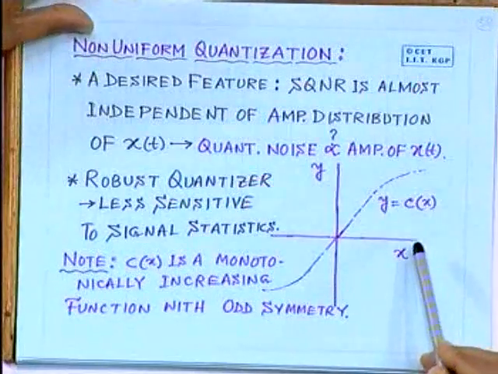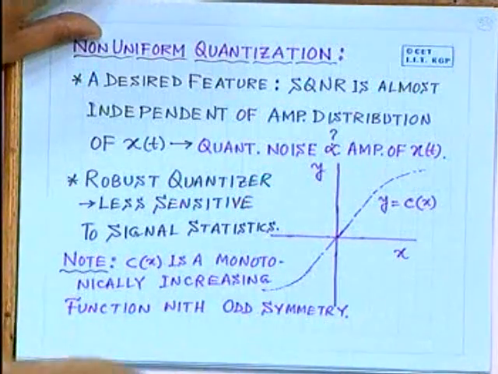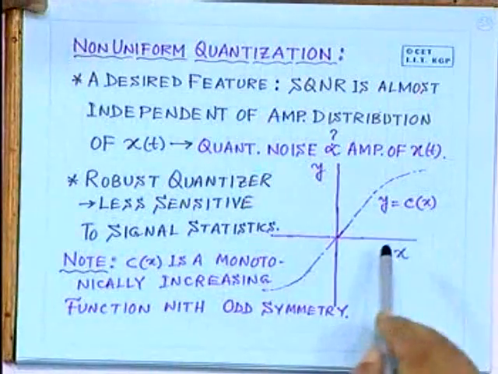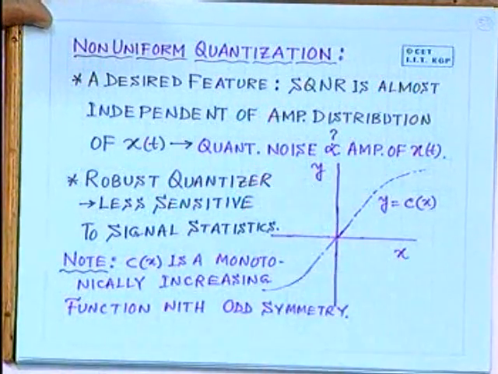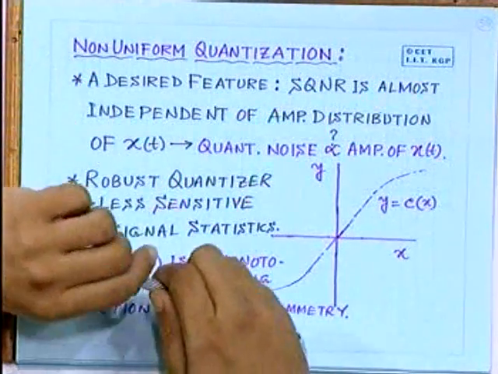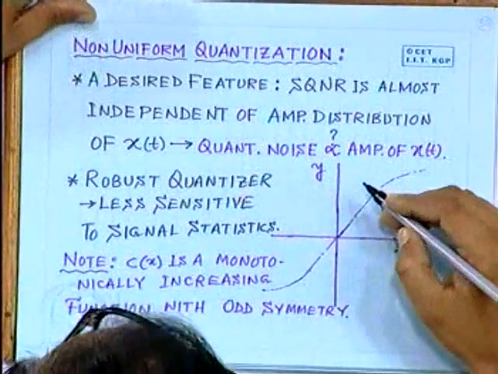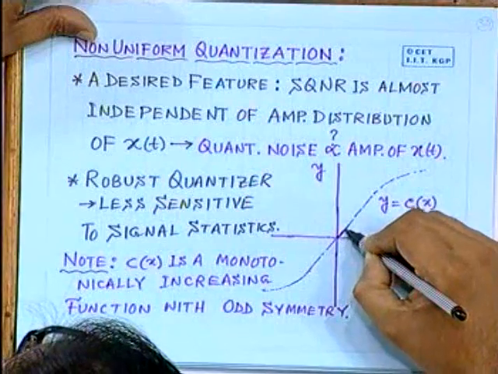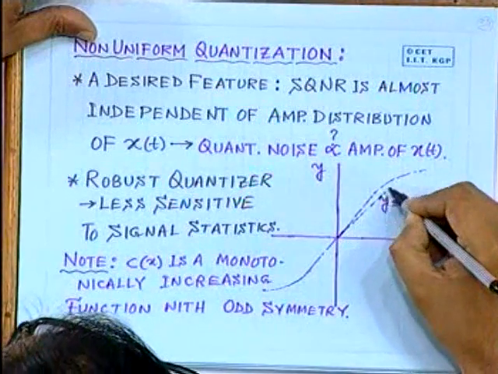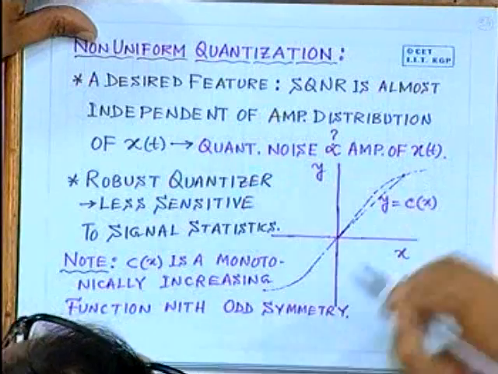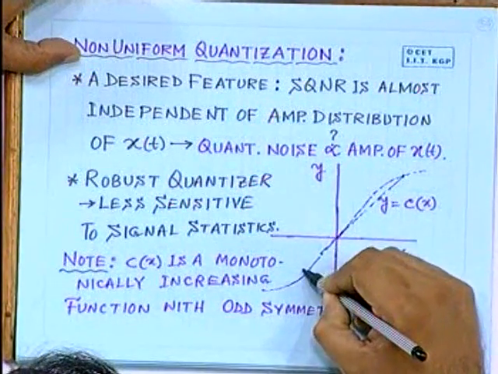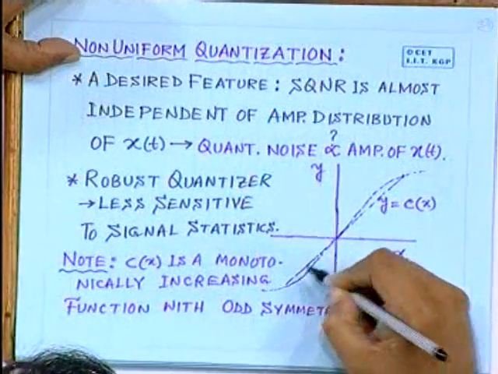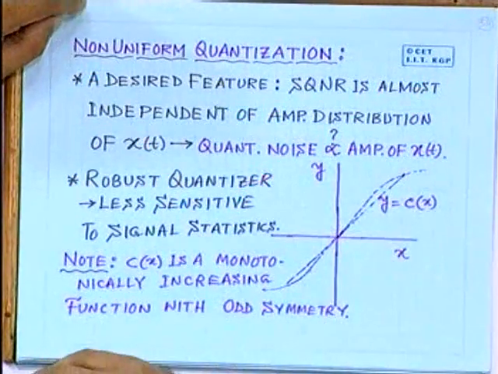Is it not that the quantizer output transfer characteristic is going to be something like this? Sorry, x is the input to the quantizer once again, y is the corresponding output. For a uniform quantizer, what we are assuming is that the output characteristic would be something like this. Let us consider up to this, and then we are having uniform step size.